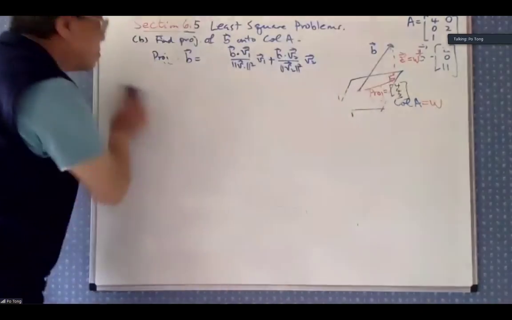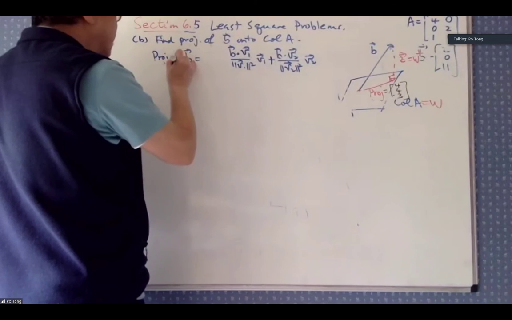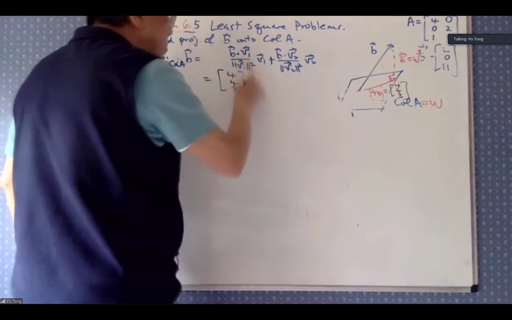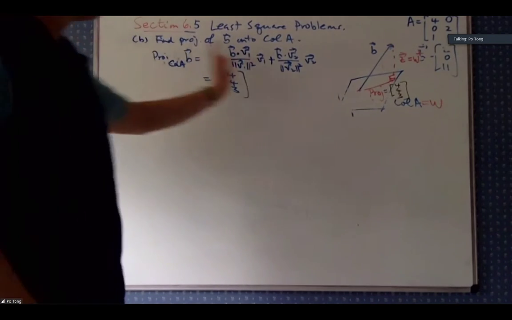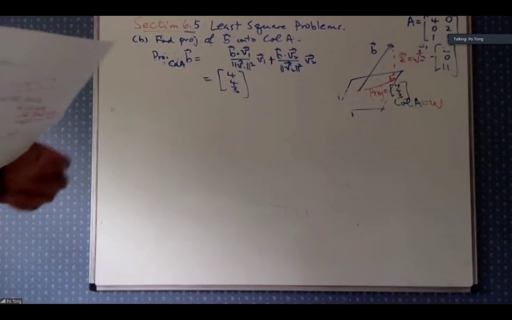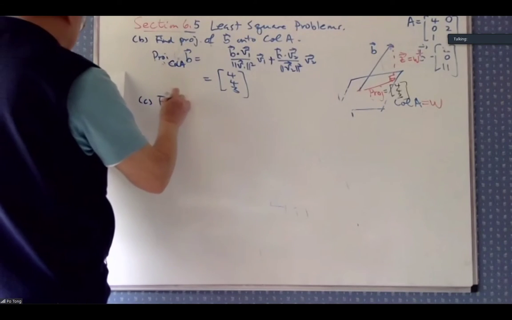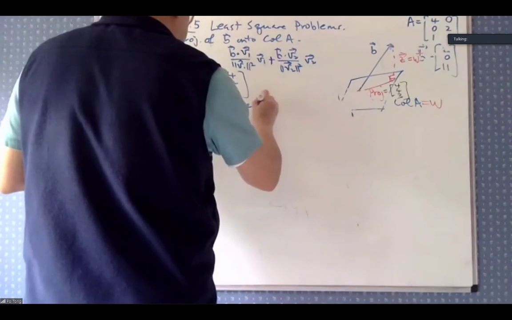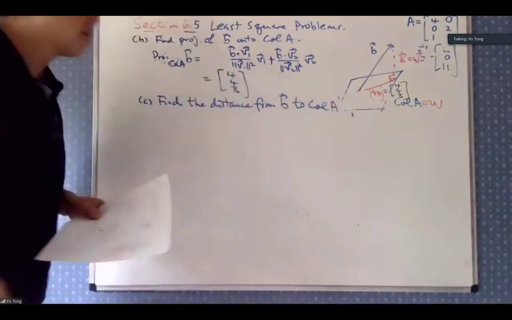So this is what we are saying. The projection of B on the column space of A is equal to 4, 4, 3. That vector 4, 4, 3. After we did a lot of stuff. Okay. So part C. Find the distance from B to the column space of A.